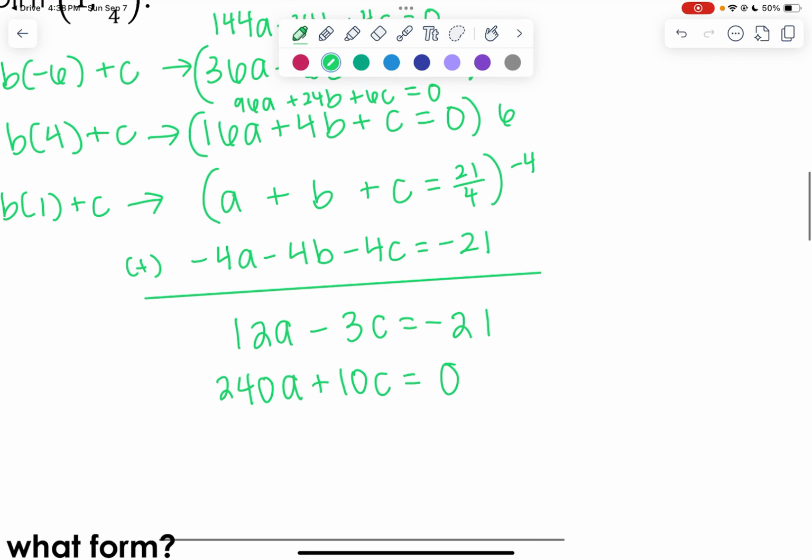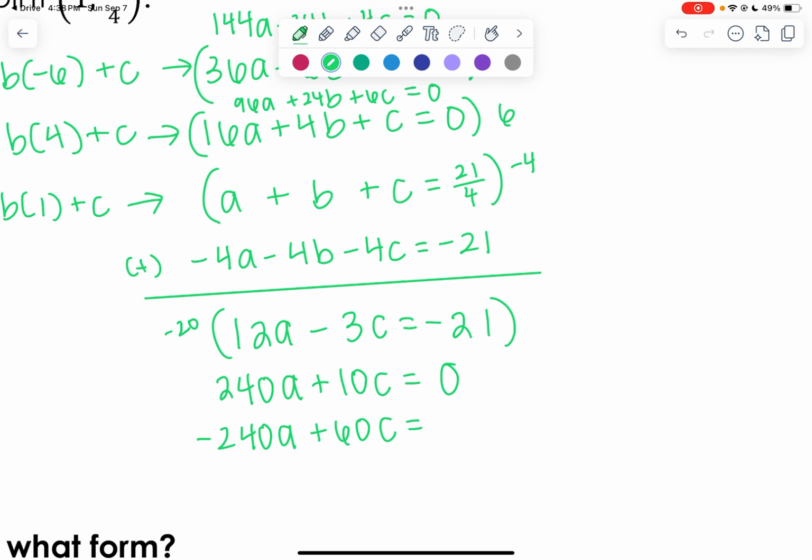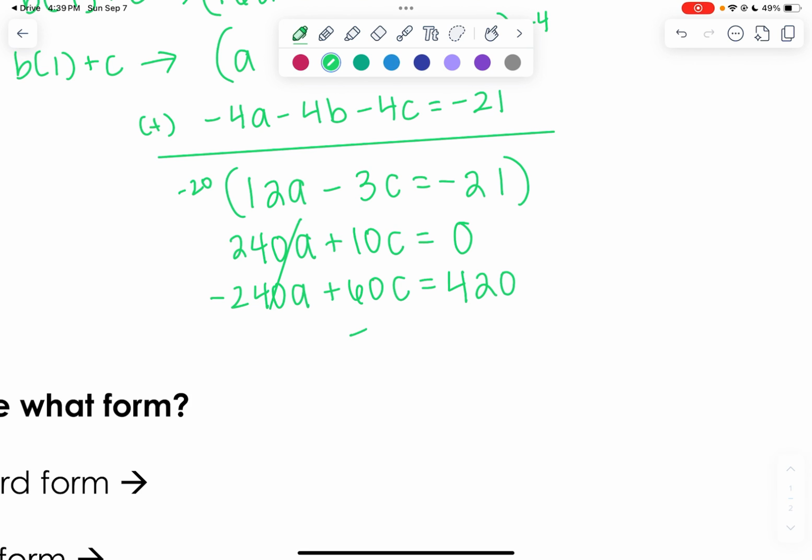And then from here, I am just thinking like 12 goes into 240, so I'm going to eliminate A, okay? I took my 3 by 3, I got it to the 2 by 2, and now I'm going to solve this 2 by 2. So I'm going to multiply this by negative 20, and that would be negative 240A plus 60C equals 20 times 21 would just be 42, and then add a 0, so that'd be positive 420, okay? A's cancel, I'm left with 70C equals 420. Well, 420 divided by 70 is just 42 divided by 7, so C is 6.